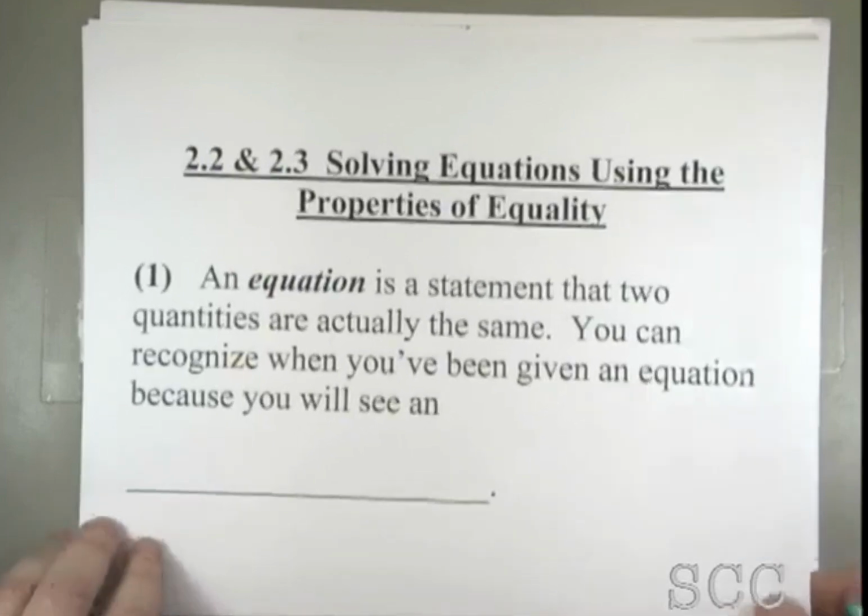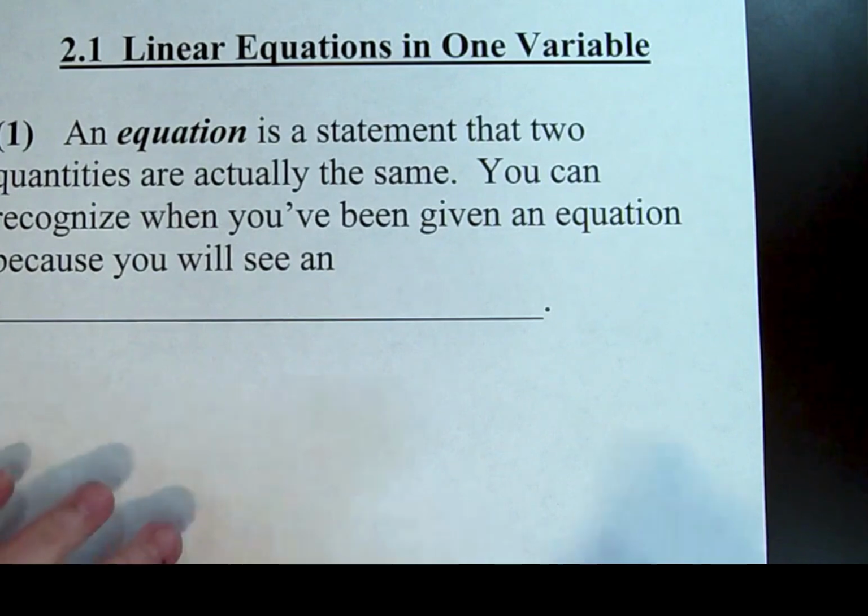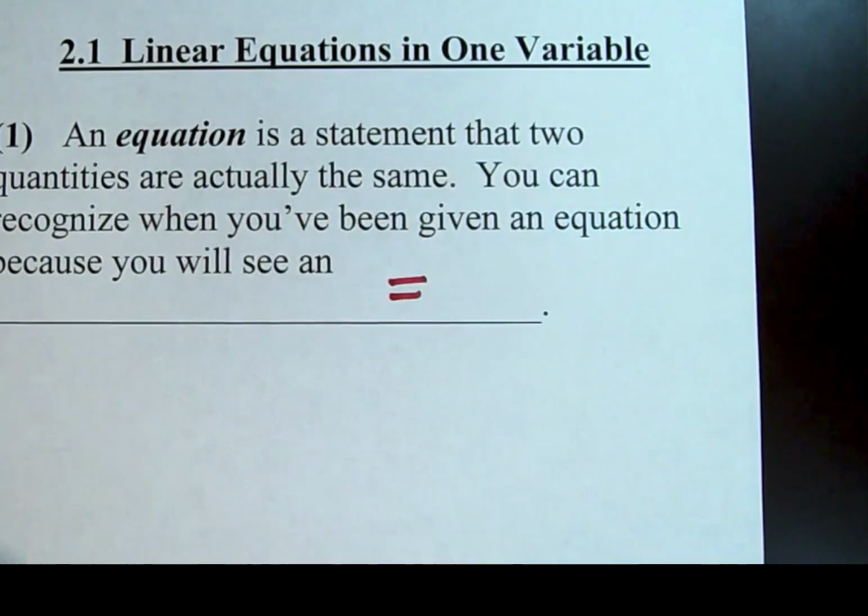We call those equations. First of all, just what is an equation? An equation is a statement that two quantities are actually the same. And now this is going to sound a little silly, but how can you recognize when you've been given an equation? Well, it's because you will see an equal sign in the problem. Okay.